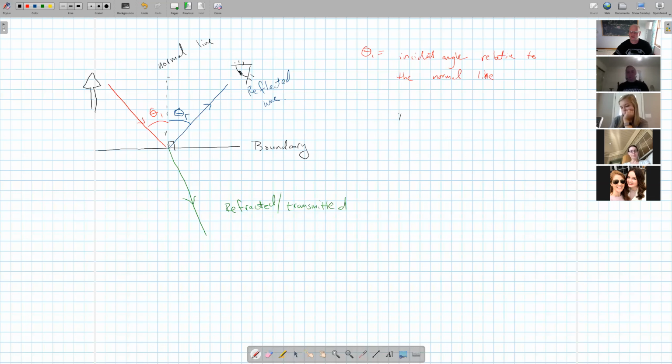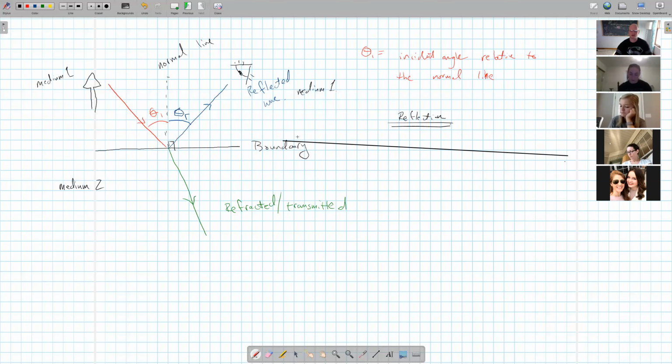So first, let's look at reflection. Let's concentrate on that one. In reflection, the object starts off in one medium, medium 1, and stays within medium 1, so it gets reflected back into medium 1. As opposed to refraction or transmission, where it's going to end up in a second medium. We'll talk about how to deal with that in a little bit.